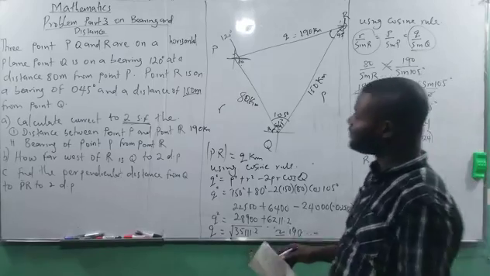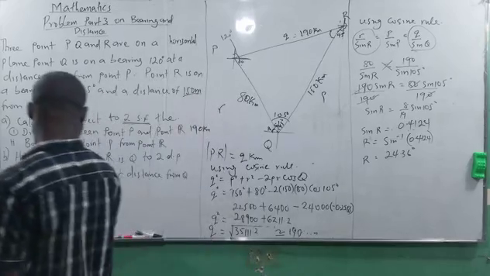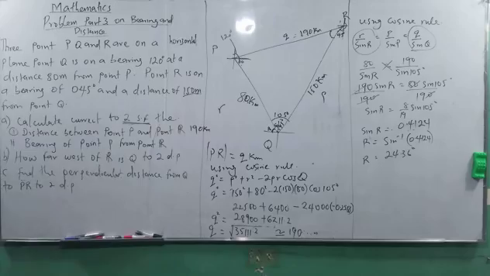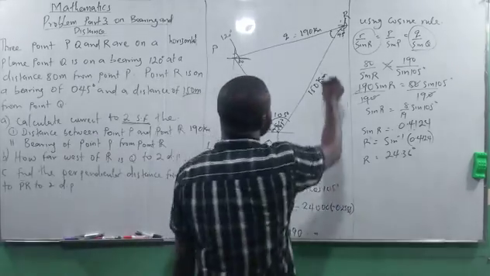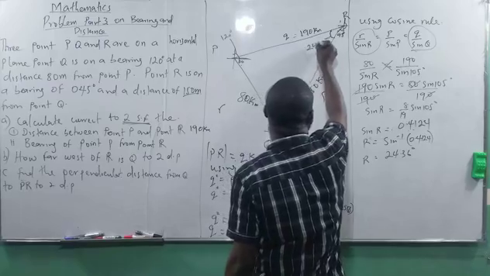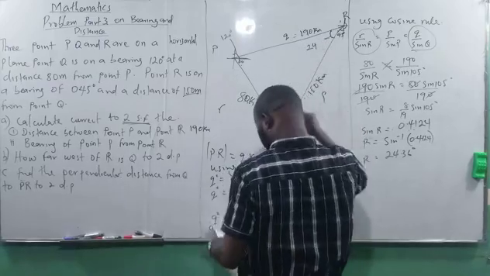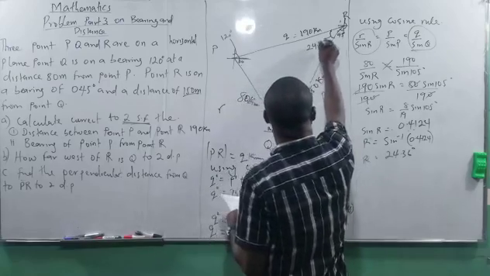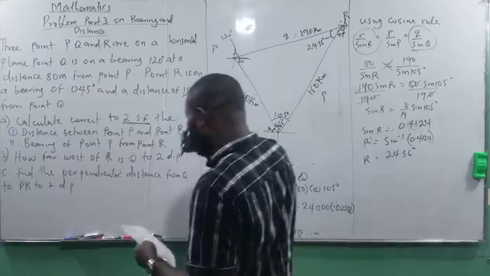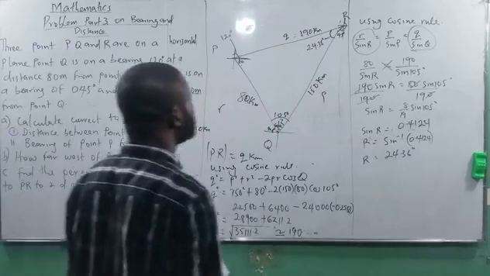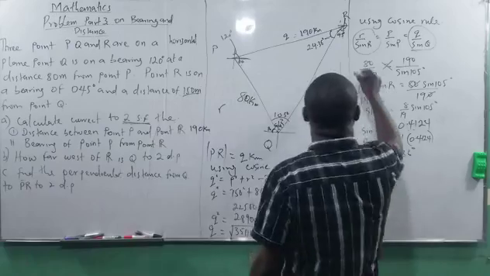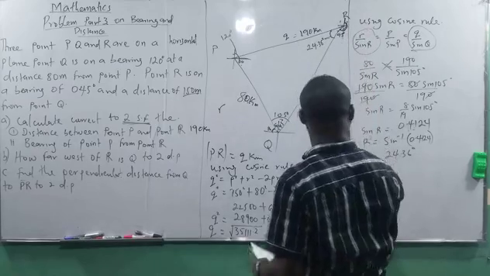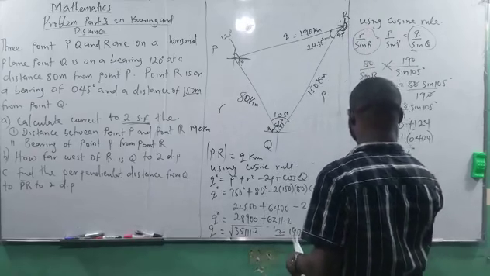Now I'm to get the bearing of P from R. Now look at this. It means this small part is 24.3 degree. How many decimal places? Okay, there is no instruction. Now for me to get the bearing, this is the bearing.